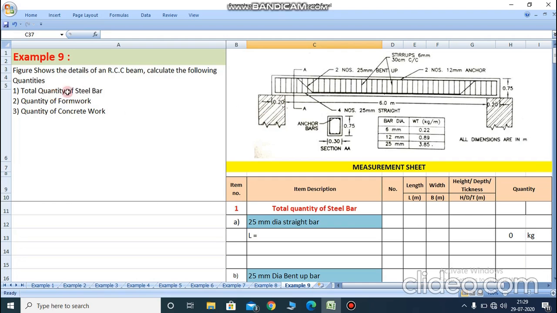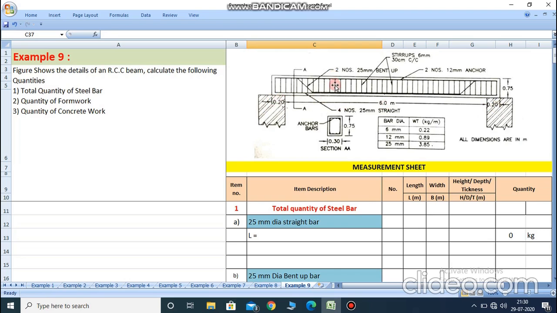So first is the total quantity of steel bar, second is the quantity of formwork, and third one is the quantity of concrete work. So here in this figure you exactly see the RCC beam. This part is the beam part, and here supported walls 1 and 2 are given. The wall thickness is not given, but the support on the RCC beam is 20 centimeter on the left side and 20 centimeter on the right side.